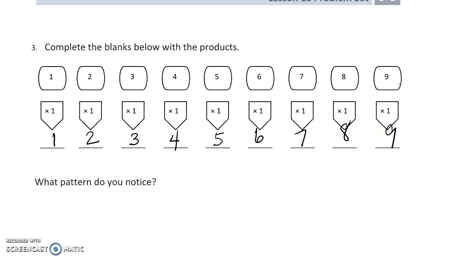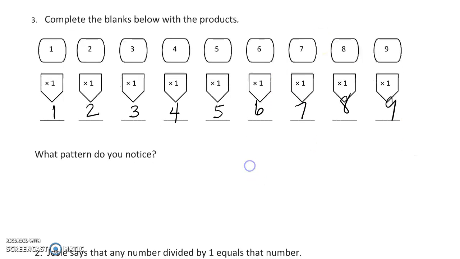So what pattern do you notice? A lot of times what we say is, oh, it goes up by 1. But think beyond that. What's the other pattern that you see? Are you noticing that this number of groups matches the answer? This is showing our rule where any number times 1 gives you that number. So we need to write that.